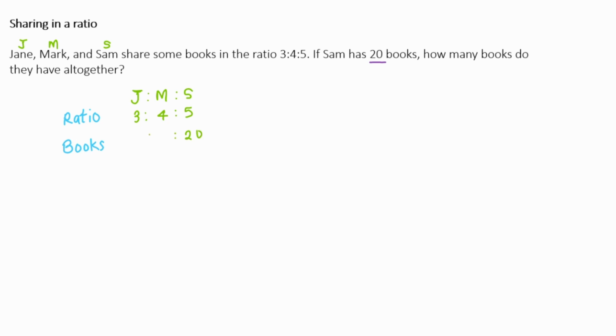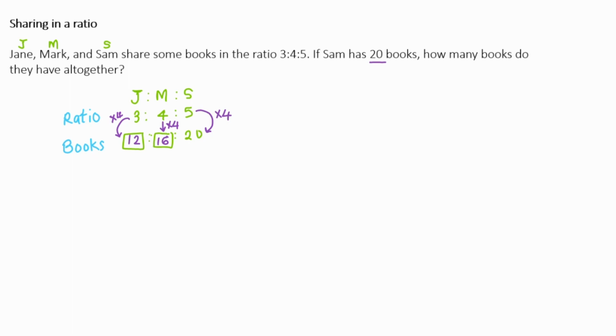In order to do that, we're first going to have to find how many books Mark has and how many books Jane has. So to do that, we can look at what we've done to the ratio of 5 to get to 20 books. To make 5 into 20, we have multiplied it by 4. So that is the same thing we are going to do to the other numbers in our ratio. 4 multiplied by 4 gives us 16. So that means Mark received 16 books. And 3 times 4 is 12, which means Jane had 12 books.